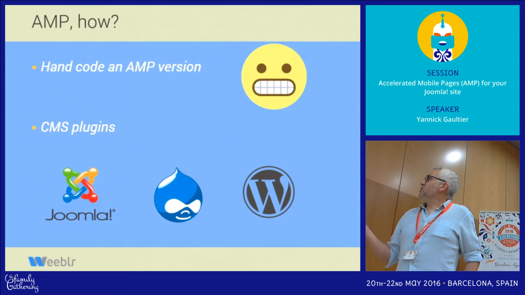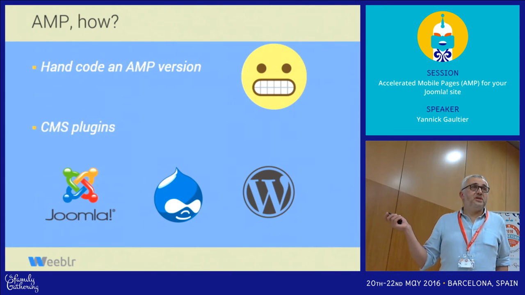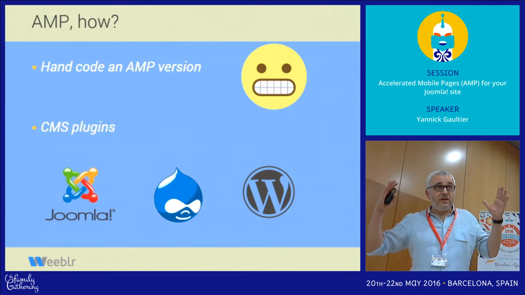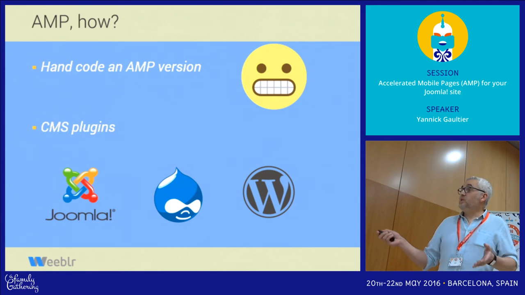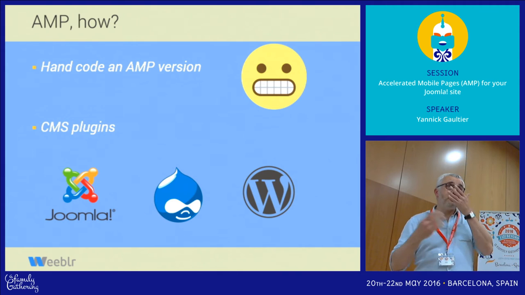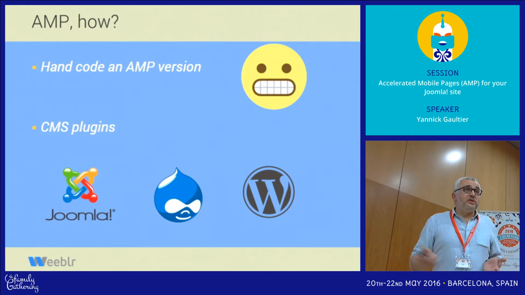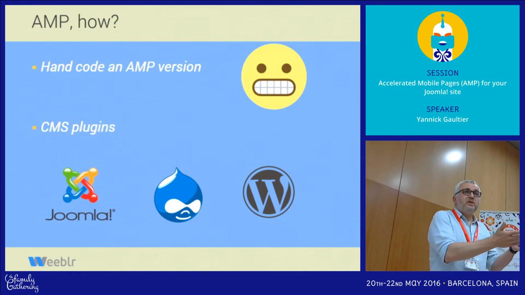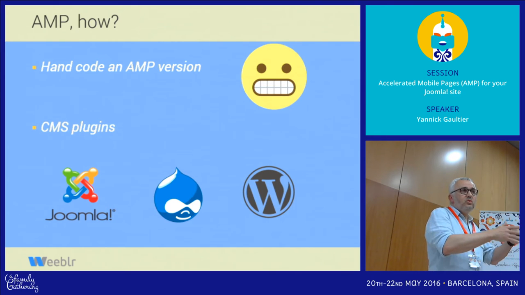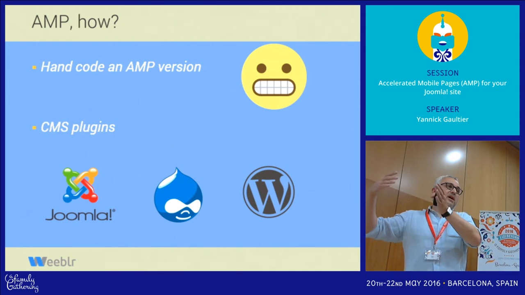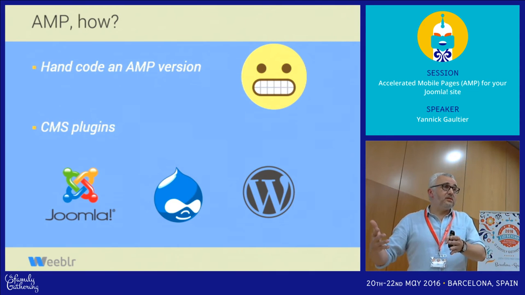So you have two solutions. You can get your hands dirty and try to write HTML that complies to AMP, and that's a little bit hairy. Or you can use plugins. That's the approach that most people would use, and there are plugins for all major CMSs. And the plugins, what they do is, because they are capable of producing the regular page, then we are going to put some filters on that and processing, and we are going to build the AMP version from that. So it's going to be pretty much automatic.